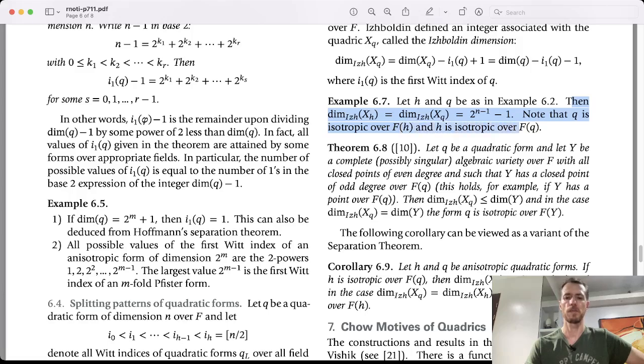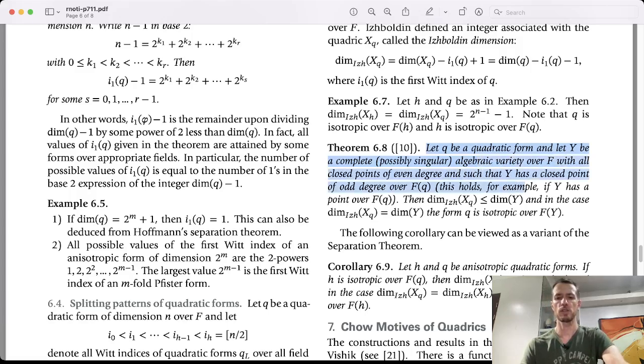Theorem. Let q be a quadratic form and let y be a complete possibly singular algebraic variety over big F with all closed points of even degree and such that y has a closed point of odd degree over big F rationally adjoint q. This holds, for example, if y has a point over big F rationally adjoint q. Then the Ishbolden dimension of xq is less than or equal to the dimension of y, and in the case that the Ishbolden dimension of xq equals the dimension of y, the form q is isotropic over the function field of y over big F.